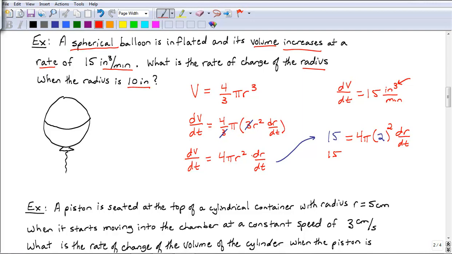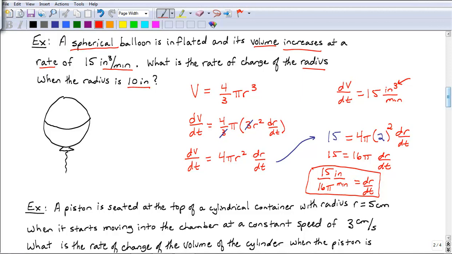So I get 15 equals 16 pi dr dt. 2 squared is 4. So I divide by 16 pi, and I get 15 over 16 pi equals dr dt. I am not done. I still need to find units. My radius units are on top. That's inches. My time units on the bottom are minutes. 15 over 16 pi inches per minute. So notice it's pretty straightforward after you find the equation.